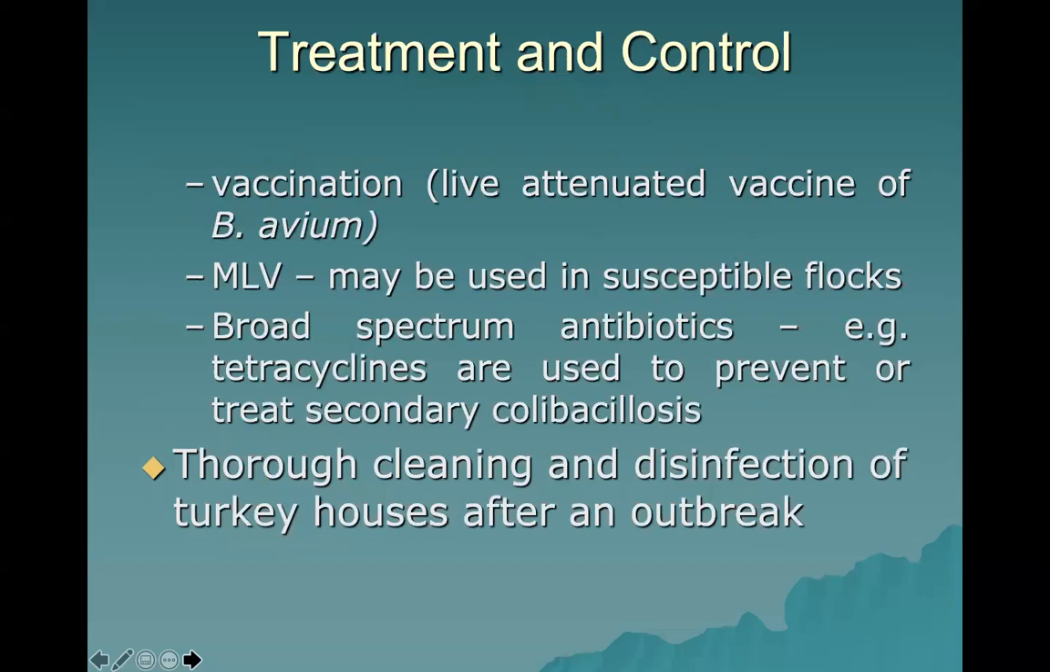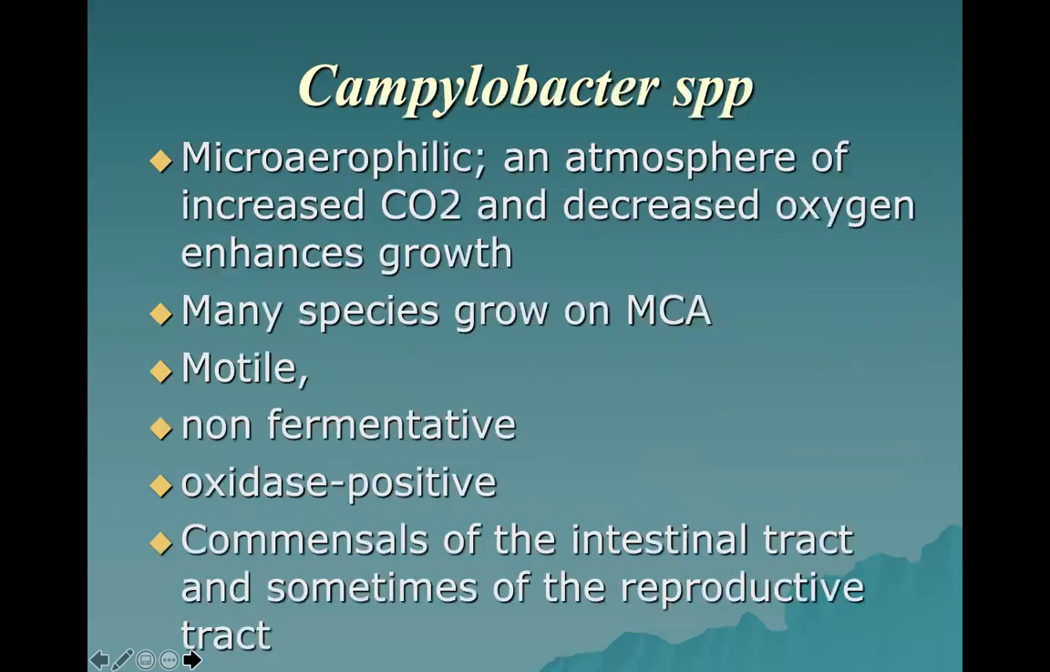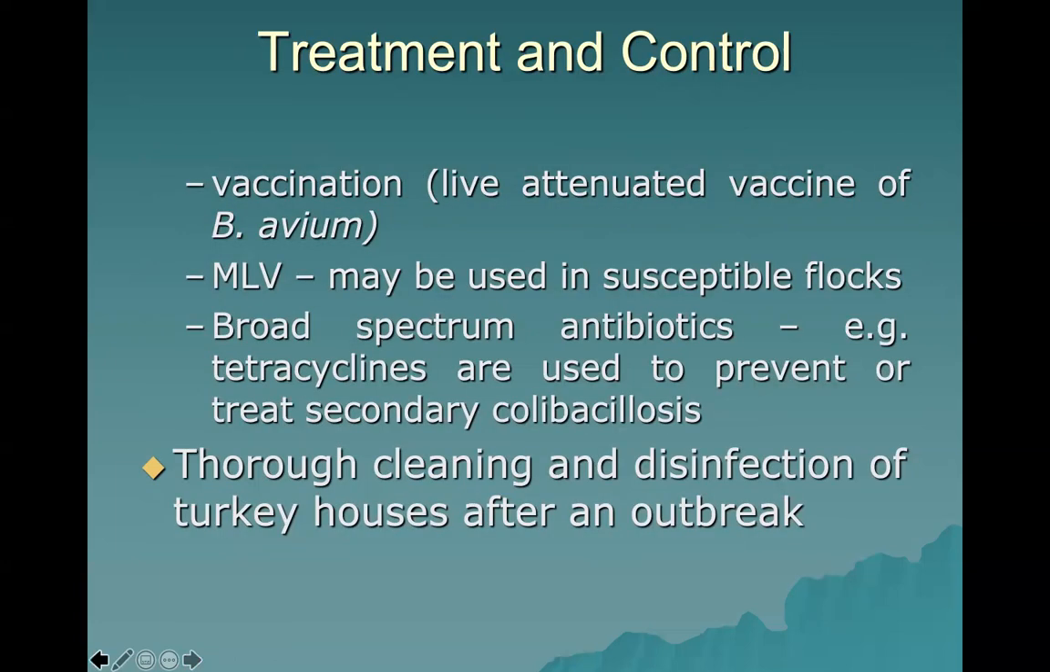For treatment and control, there is an available vaccine. This is a live attenuated vaccine for Bordetella avium. MLV or modified live vaccine can also be used in susceptible flocks. The use of broad-spectrum antibiotics like tetracyclines to prevent or treat secondary colibacillosis caused by E. coli can be helpful. Thorough cleaning and disinfection of turkey houses after an outbreak is recommended. So that ends the genus Bordetella.